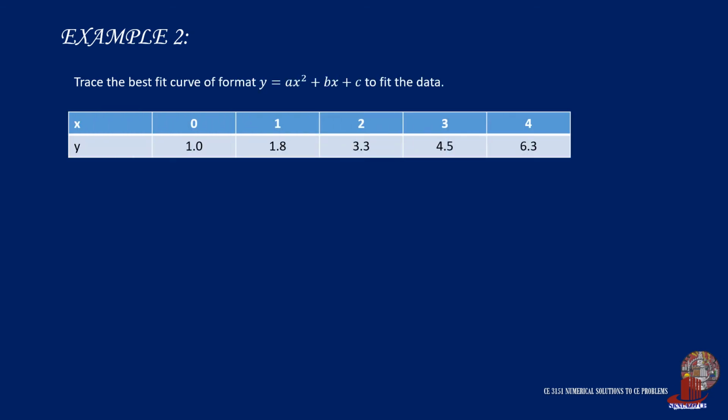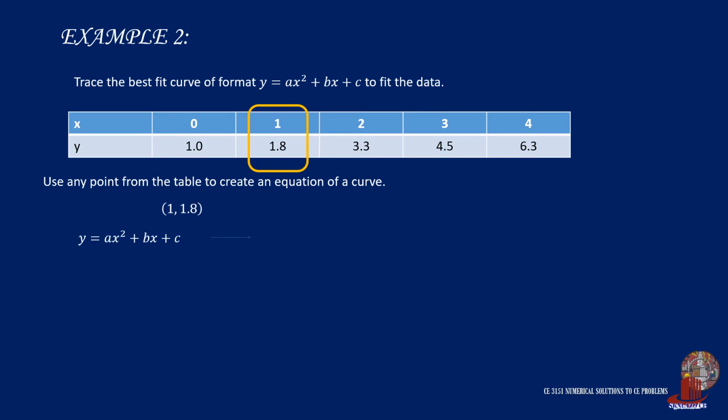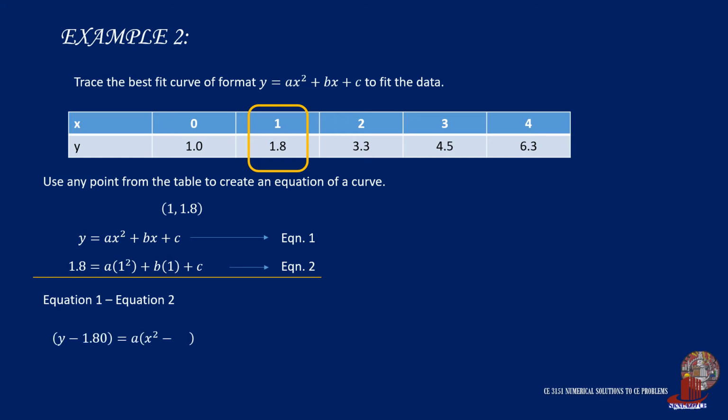Example 2 requires the best fit curve with the format y is equal to ax squared plus bx plus c for the following data. In this case, use a point from the set such as 1 and 1.8 and then plug them into the equation. By deducting these two equations, we are able to arrive at y minus 1.8 is equal to a times the quantity x squared minus 1 squared plus b times the quantity x minus 1.